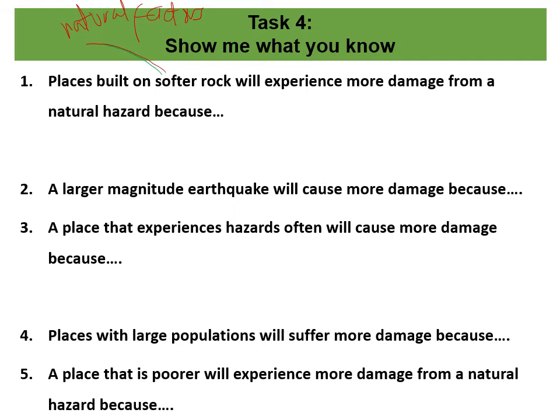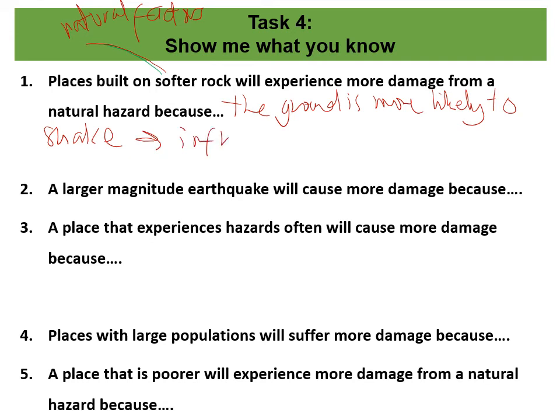So the ground is more likely to shake, which as a result will cause the buildings or the infrastructure above to collapse. So the relief and the actual type of rock beneath the ground can have an impact on what happens above. So infrastructure is more likely to collapse because the ground beneath it is going to shake more rigorously.